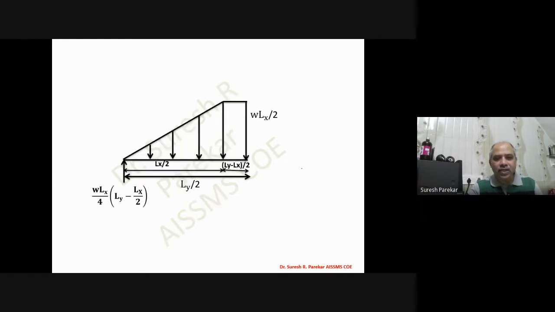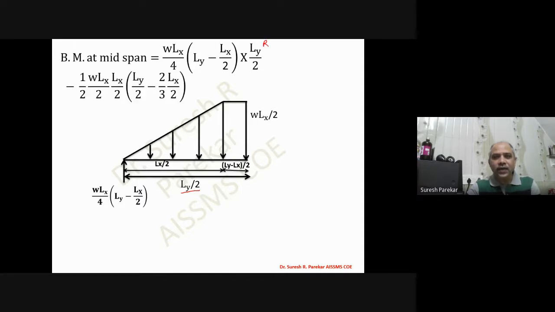Now we have this reaction, WLx by 4 in bracket Ly minus Lx by 2, and we have to take bending moment at the center. This is due to the reaction: WLx by 4 into Ly minus Lx by 2 into L by 2. Next, due to the triangular load, we have 1 half, WLx by 2, which will be my height, and then into Ly by 2.